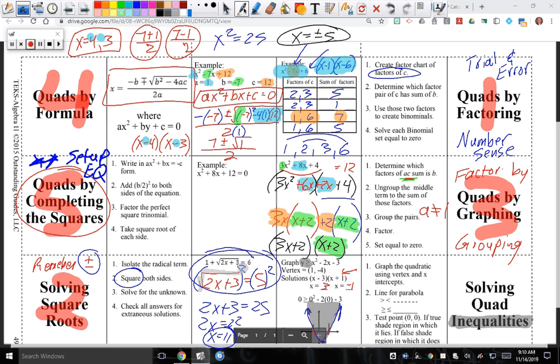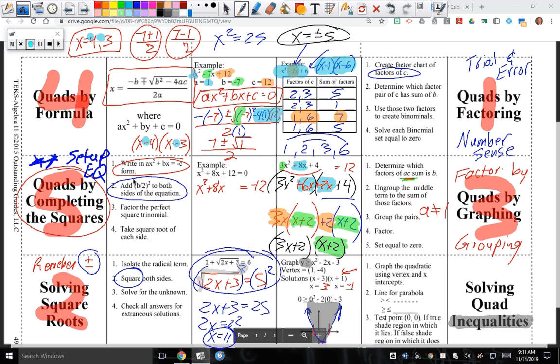Okay? Alright, so now the last one. The last one is completing the square. First of all, write it in the form of ax squared plus bx is equal to -c. All that means, guys, is get all of your x's on one side and move everything else to the right side. That's step 1.